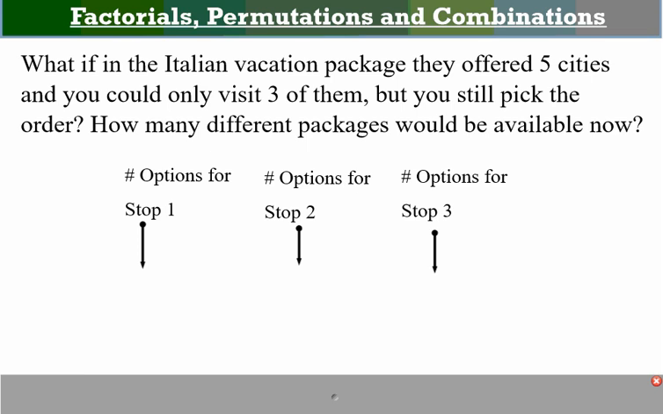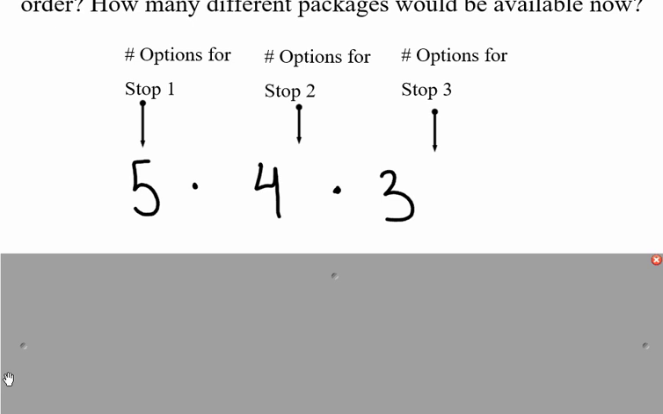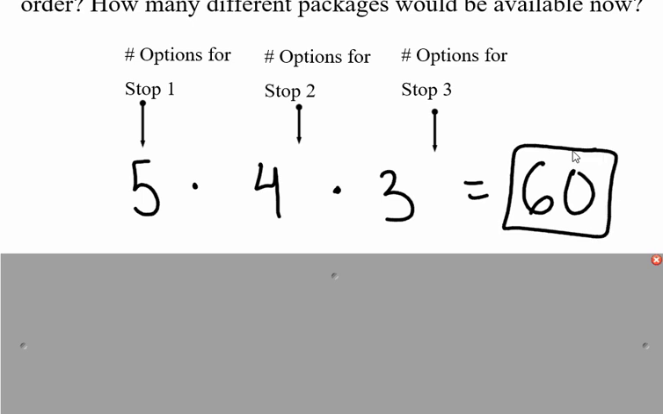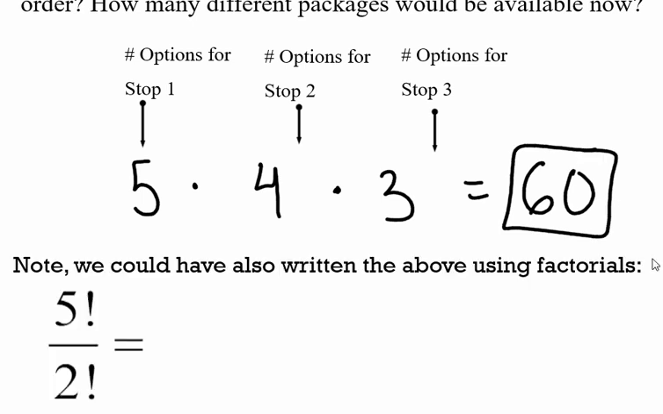But what if I am not able to choose all of them? So we're going to go back to the Italian vacation package where they offered 5 cities. But let's say instead of saying that you could visit all 5 of the cities, you only had to choose 3 of them. How many different packages would be available now? For option number 1, there's still 5 cities. For option number 2, there are 4 cities. And for option number 3, there are 3 cities. But I need to stop there because now I visited 3 cities. So 5 times 4 times 3. 5 times 4 is 20 times 3 is 60. So there's only 60 possibilities now if I'm going to visit 3 cities.